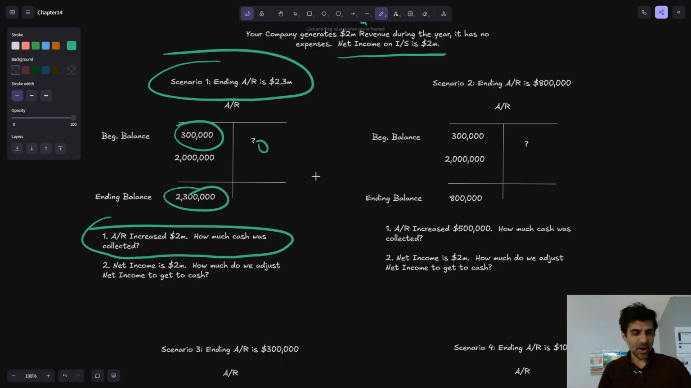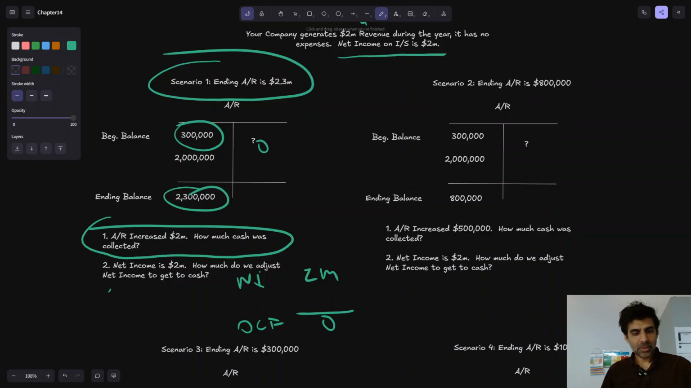Okay, so how do we adjust net income? What is the adjustment going to be? We start off with net income of 2 million. How do I get to my operating cash flow? How much was my operating cash flow? We just said it. Zero. So how should I adjust my net income? The entire amount of accounts receivable.